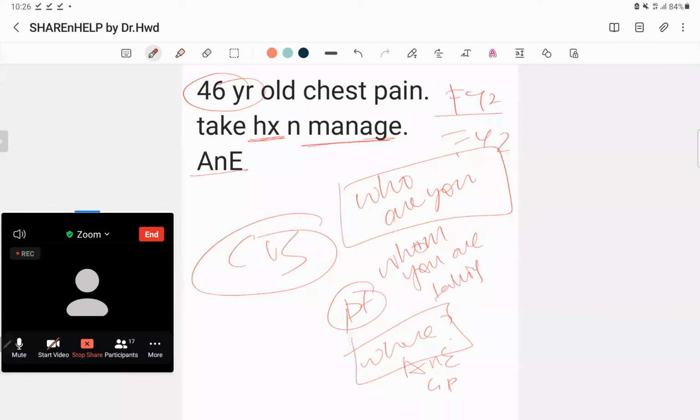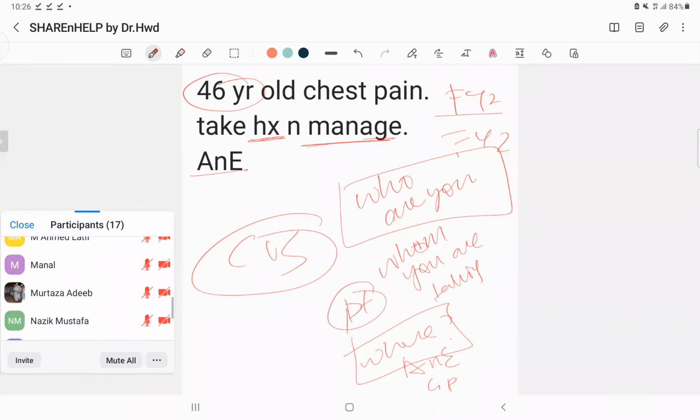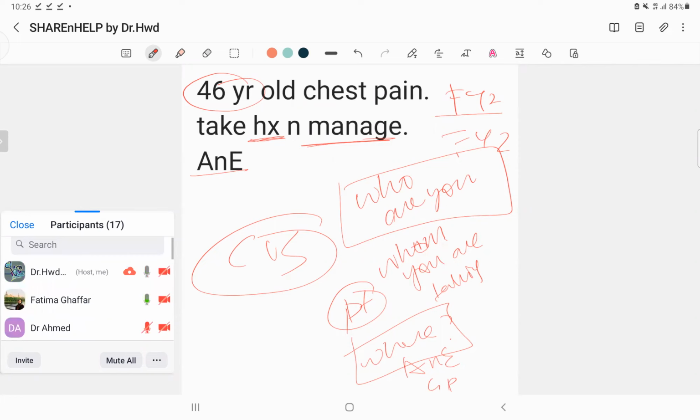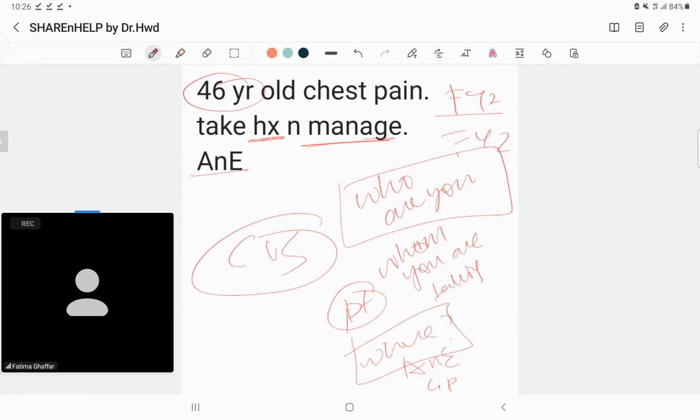Anybody who wants to practice this with me? Yeah, I would like to, Dr. Hwd. Hi, Dr. Fatma. How are you doing? I'm good. I understand the history part, but when you say manage, does that mean you have to counsel the patient a little bit about the management?